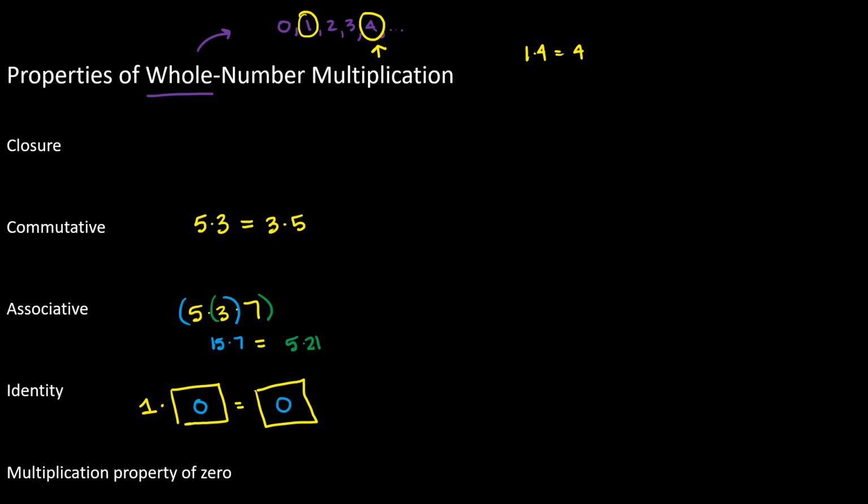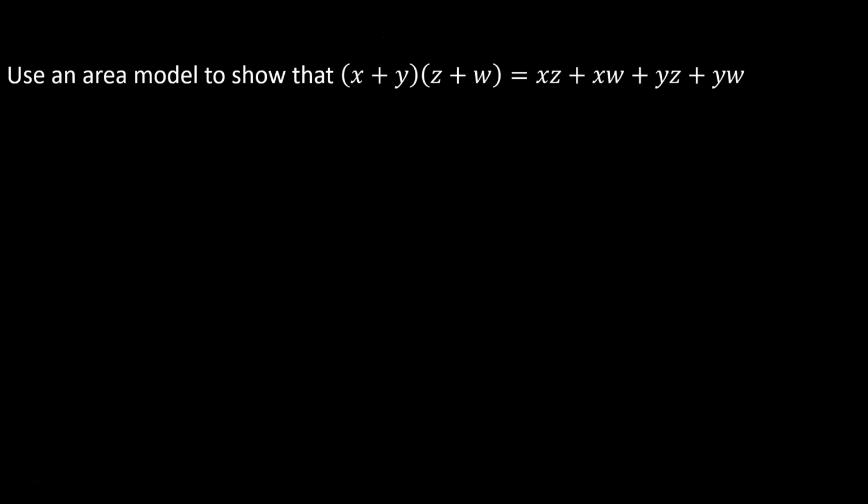And then we have one more property, the multiplication property of 0. Multiplying by 0 will always result in a 0 no matter what you're multiplying 0 by. So it's kind of similar to multiplying by 1, but it's not the same. 0 times anything in this box will always come out to be 0. It does not matter what I put in there, the result will always be 0.